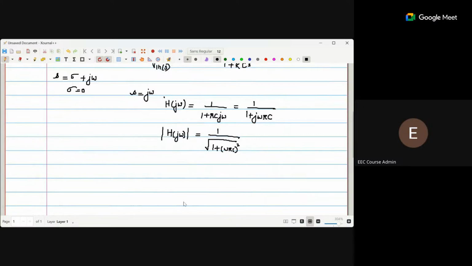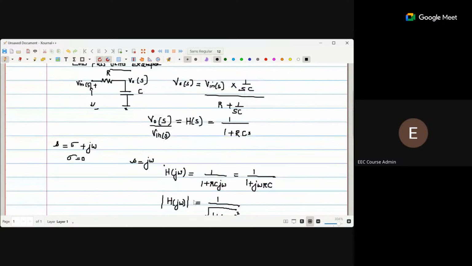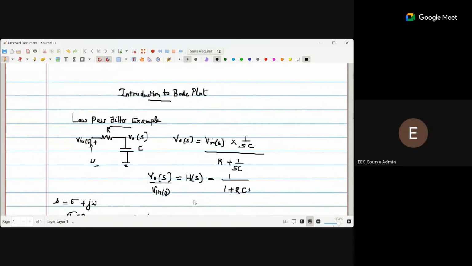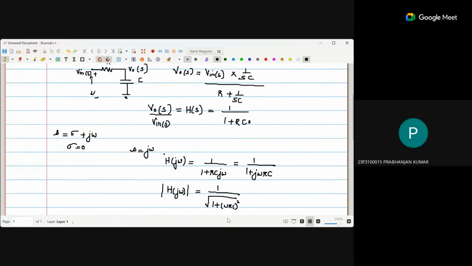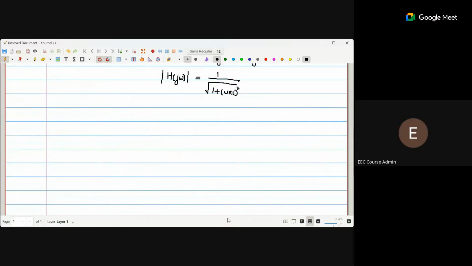Okay, so we had just taken that example of the experiment that you had seen, which is the low pass filter, and we have written the expression for its transfer function, H of s equal to 1 by 1 plus SCR. By substituting s equal to j omega and finding the modulus, we get the magnitude of the transfer function, which is 1 by the square root of 1 plus omega RC the whole square. So now, if we try to plot it here, one minute. Just have a doubt.